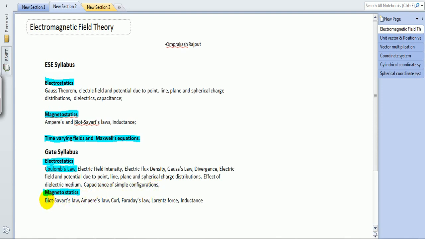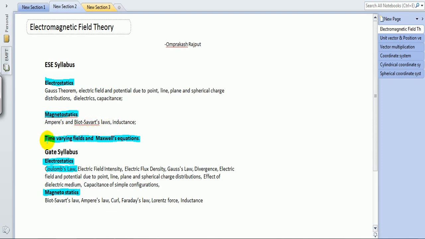And in magnetostatics we will see Biot-Savart's law, Ampere's law, and curl, Faraday's law. These all we will see in magnetostatics, and using these laws we will find inductance of some configurations. Lorentz force we will study. Lorentz force is basically the combination of electrostatic and magnetostatic force.